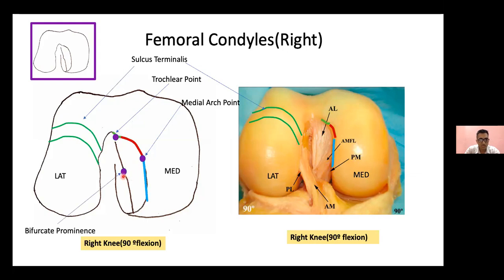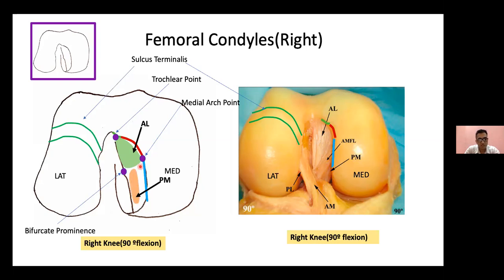And if we draw a triangle out of these 3 points, this is the attachment of the AL bundle, that is the anterolateral bundle. Somewhere around the center, if you pass the guide wire, then we are recreating the anterolateral bundle. That will make a tunnel for the anterolateral bundle. There are a lot of figures to remember, like so many millimeters inferior to the trochlear point and so many millimeters posterior to the medial arch point. It is actually difficult to get all the figures by heart. This is just a basic idea about the attachment of the bundles.